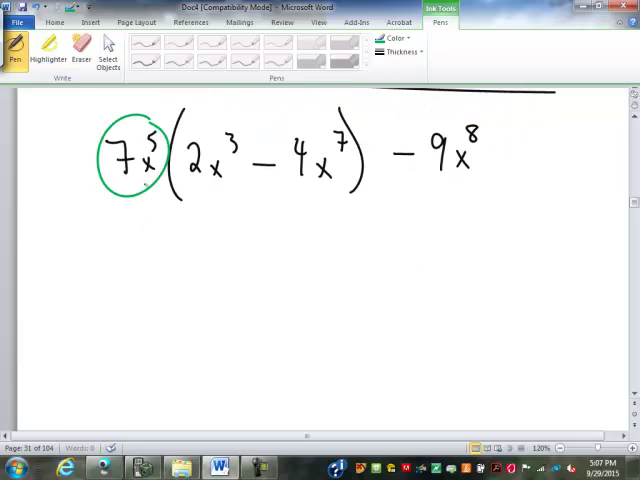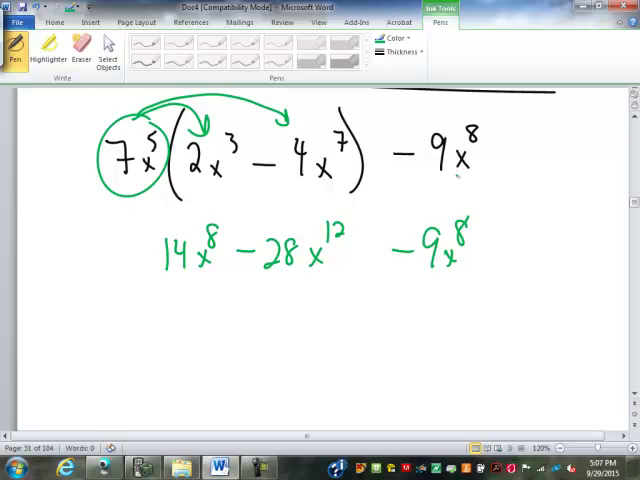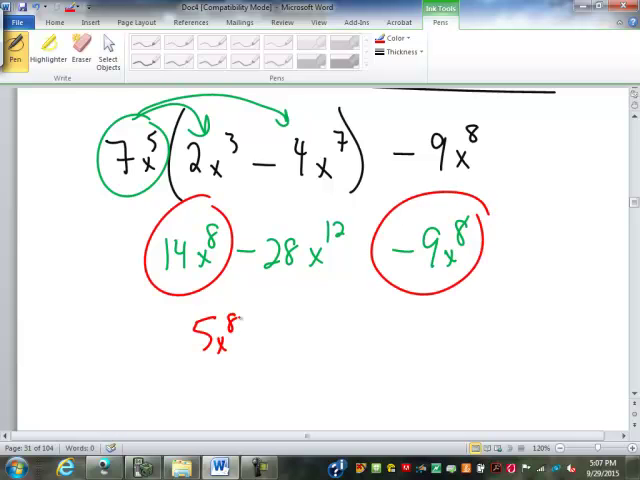So you're going to distribute the 7x to the 5th times 2x to the 3rd is going to be 14x to the 8th. 7x to the 5th times negative 4x to the 7th is negative 28x to the 12th. Then minus the 9x to the 8th. 14x to the 8th and negative 9x to the 8th is 5x to the 8th minus 28x to the 12th.